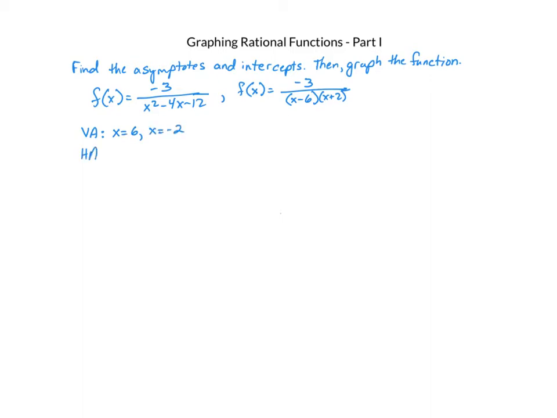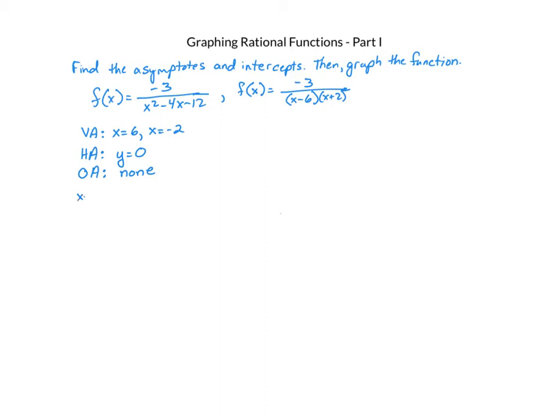Moving on to horizontal asymptotes. We see that the degree of the numerator is smaller than the degree of the denominator, so I have a horizontal asymptote at y equals 0. And if I have a horizontal asymptote, I do not have an oblique asymptote. Those cannot happen at the same time, so there's none.